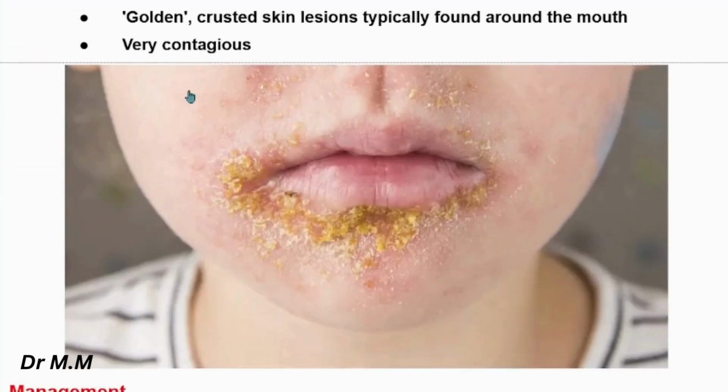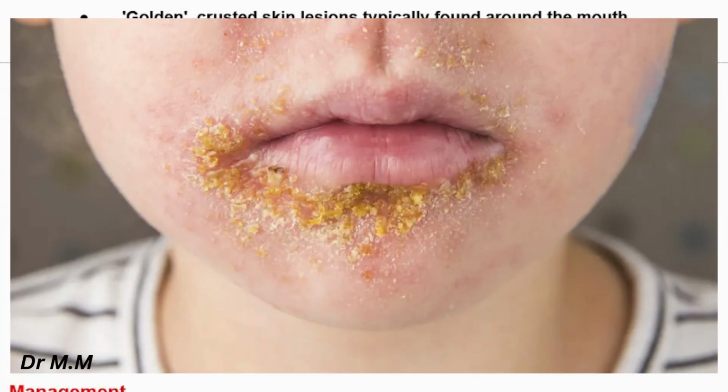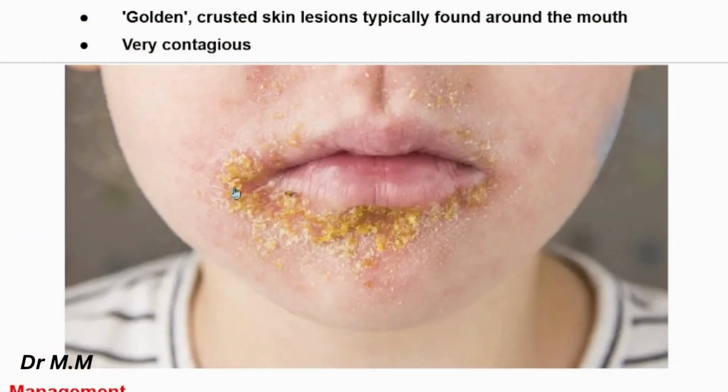Features usually present with golden crusted skin lesions typically found around the mouth. As we can see here, this is a typical presentation of impetigo. We can see golden crusted lesions around the mouth, and these lesions are very contagious.